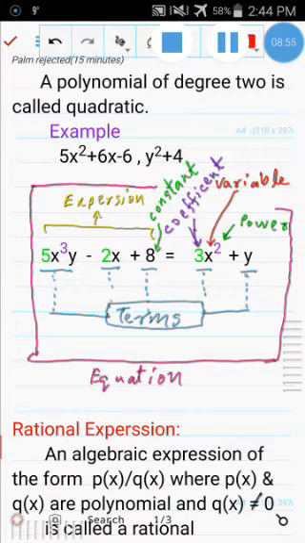Next we will discuss coefficient, constant, variable, expression, terms and equation. Here 5x to the power 3y minus 2x plus 8 is equal to 3x square plus y. So this is an equation which consists of two algebraic expressions. The first one from here to here and the second algebraic expression from here to here. That means 3x square plus y is an algebraic expression and 5x to the power 3y minus 2x plus 8 is also an algebraic expression, and the total is an equation.